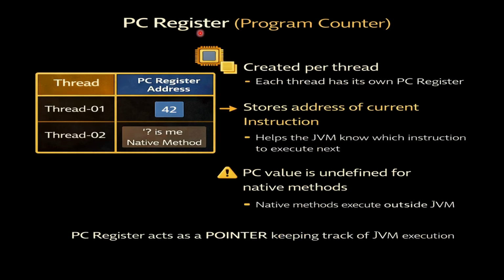Let's see the PC register now, which stands for program counter. The PC register keeps track of which instruction the JVM should execute next. Each thread has its own PC register, so multiple threads can run independently without interfering with each other. The PC register stores the address of the current instruction, and after execution, it moves to the next one. For a native method, the PC value is undefined because native code runs outside the JVM. So overall, the PC register acts like a pointer, helping the JVM know exactly where it is during execution.